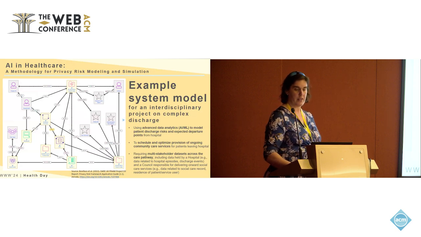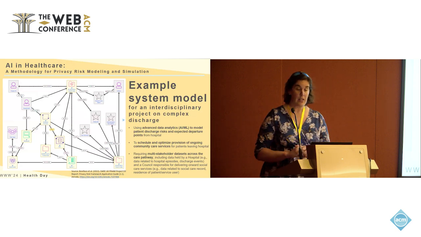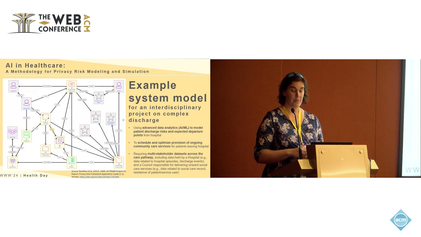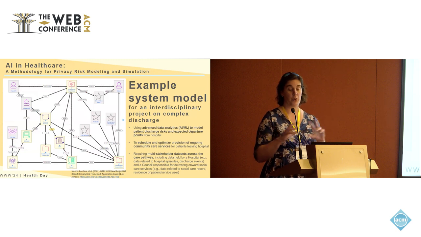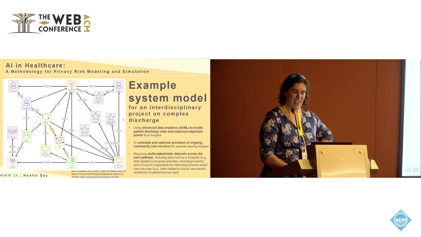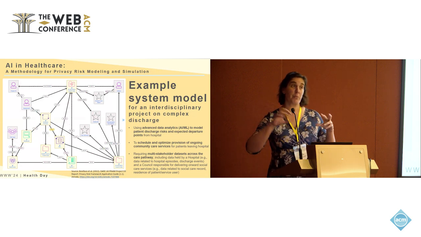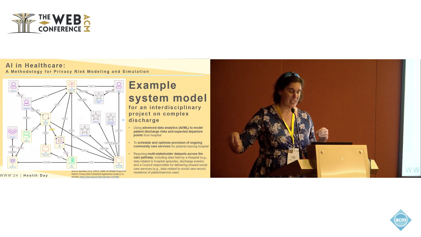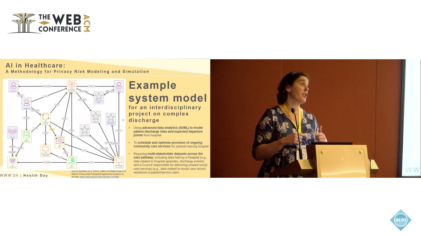What we're going to do here is a continuation of an example where a system model was created on a real world use case for a discharge project scenario. It was doing a cross-domain linkage of health and social care data. The project was trying to use advanced analytics to model patient discharge risks and expected departure points from the hospital, so understanding when somebody is going to leave a hospital so that they can schedule and optimize provision for community care.